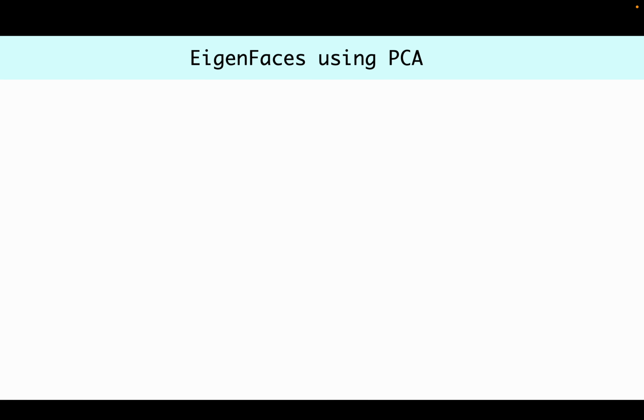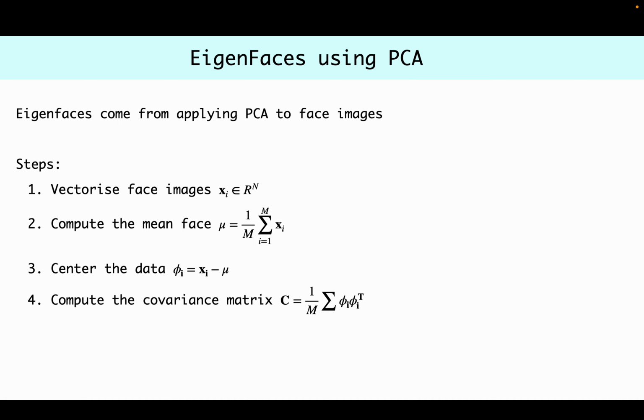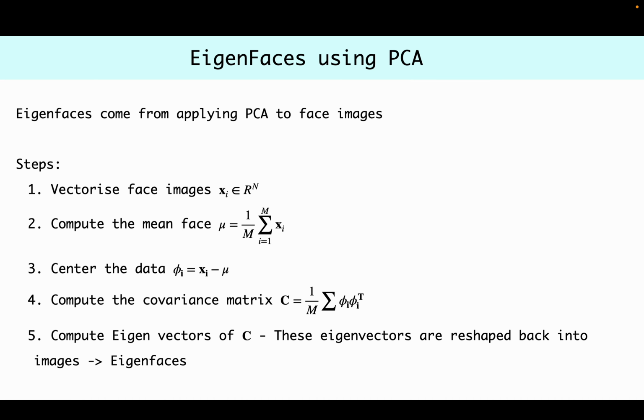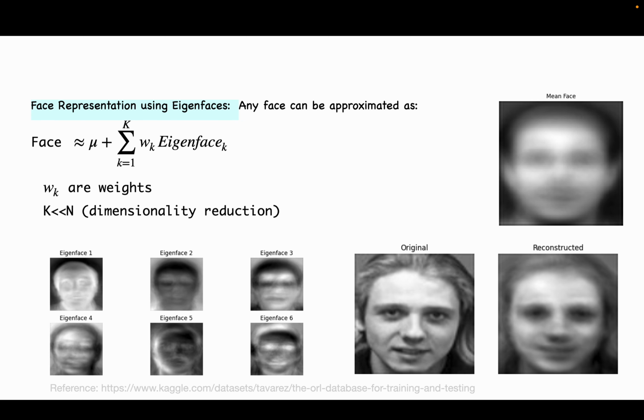So let's consider, we know already the steps involved in computation of PCA, which is to compute the mean, center around the mean, compute the covariance matrix, and compute the eigenvectors which correspond to the eigenfaces. So here, all these images which are listed here are the eigenfaces. So this is the mean face and this is the eigenface.